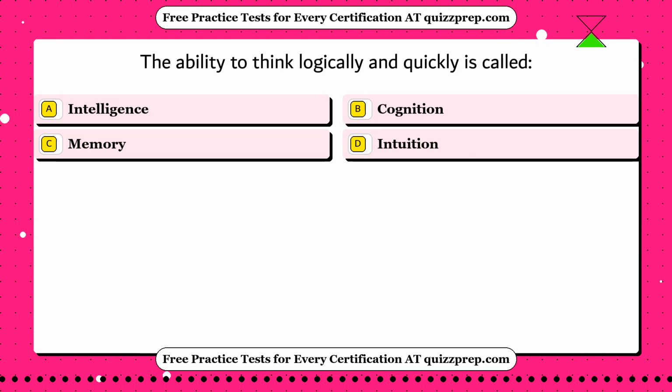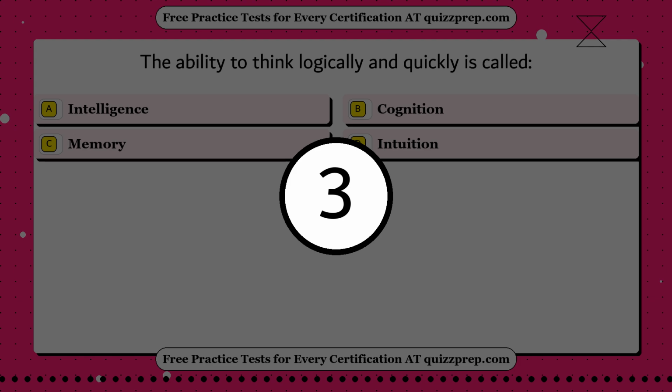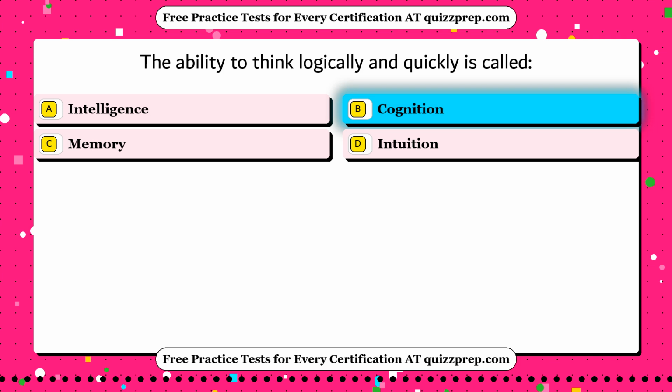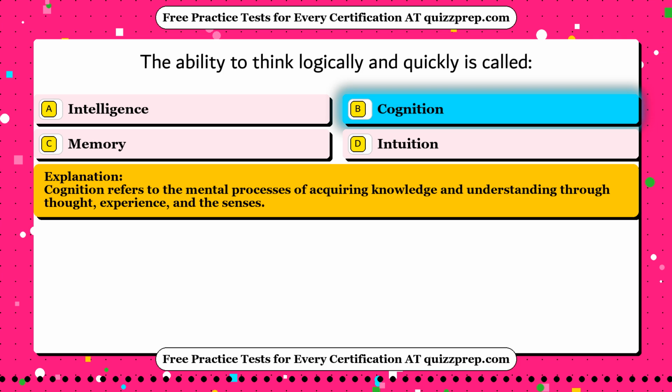Question 77. The ability to think logically and quickly is called: option A, intelligence, option B, cognition, option C, memory, option D, intuition. The correct answer is option B, cognition. Cognition refers to the mental processes of acquiring knowledge and understanding through thought, experience, and the senses.